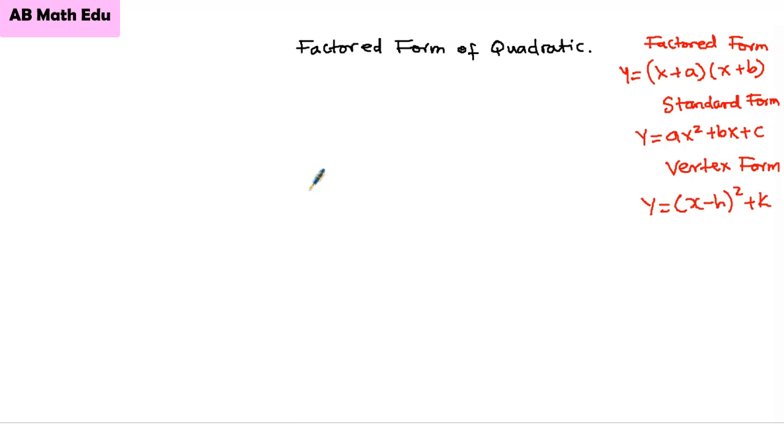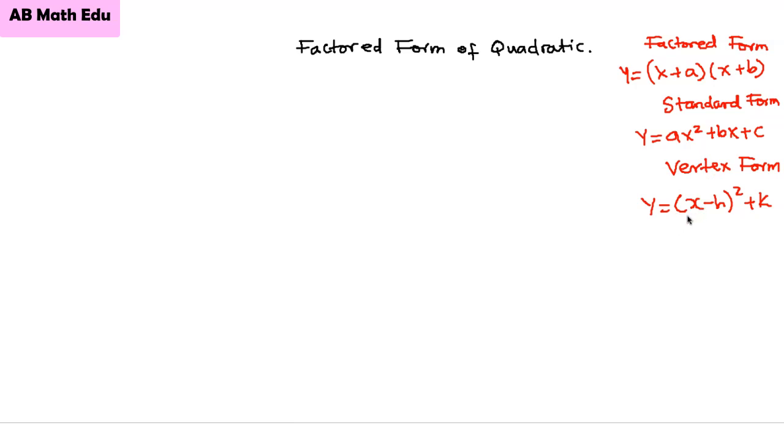Today we are going to look at the factored form of a quadratic. When you see a quadratic in this form, this is the factored form. The a and the b are factors. When it's in this form, it is the standard form. And when it's in this form, it is the vertex form. All of them have their benefits.